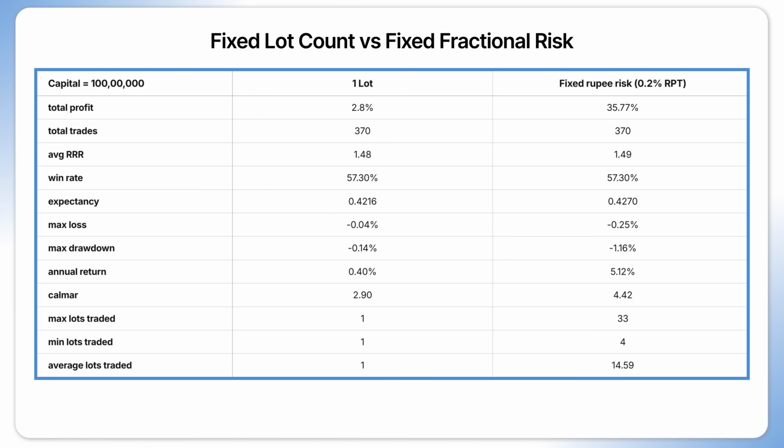To normalize the risk in a fixed lot count backtest with respect to max loss per day, the number of lots traded should be 0.25 divided by 0.04, which is the max loss in a day in both the styles of backtest. That comes out to be around 6 lots. So if we traded 6 lots in fixed lot count style of backtest on all days, then the max loss per day in fixed lot count style backtest would be the same as the fixed fractional risk 0.2% backtest.